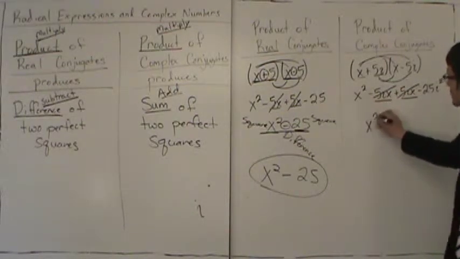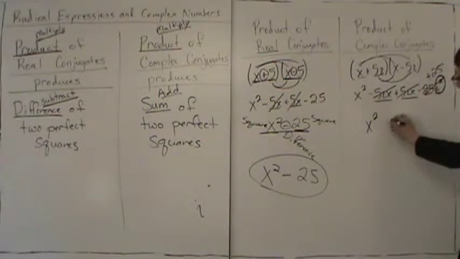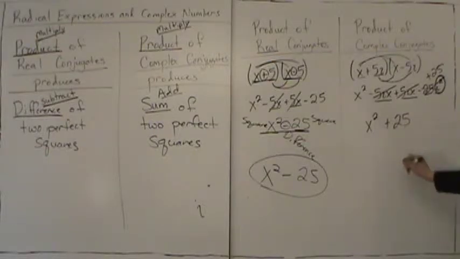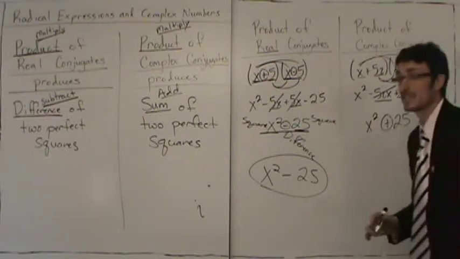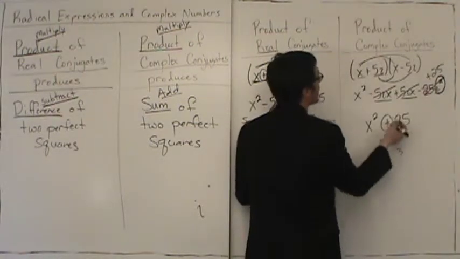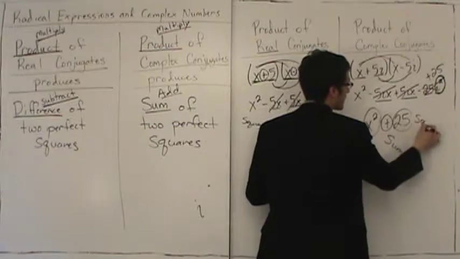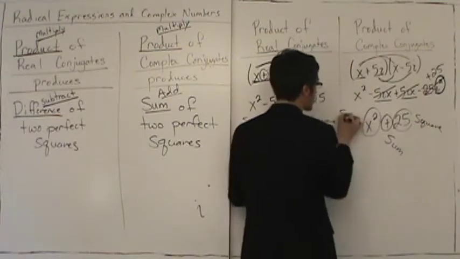We're left with x squared, but the I squared is going to be, well, remember, I squared is negative 1, which is going to change the negative 25 to what? Positive 25. So we end up with x squared plus 25. Now, because of addition, we call this a sum of what? Two perfect squares. This is a square, and this is a square.